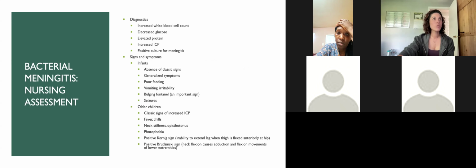So when we test for meningitis, we are going to look at our white blood cell count, and it is going to be elevated. We're going to have a low glucose, increased protein, increased intracranial pressure, and then we're going to get that positive blood culture or spinal fluid culture for meningitis.